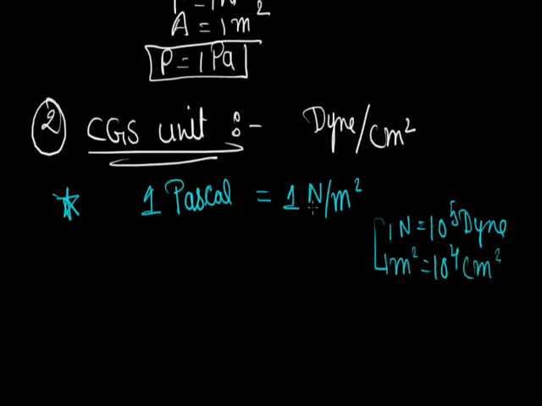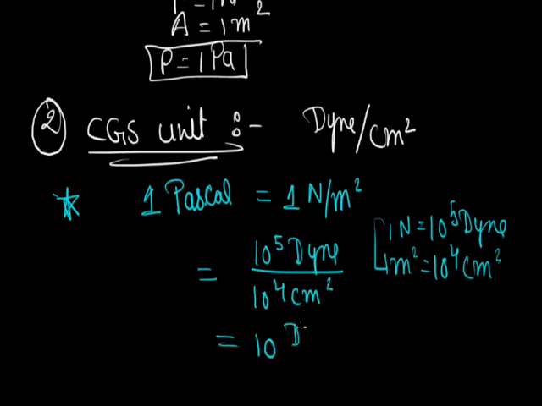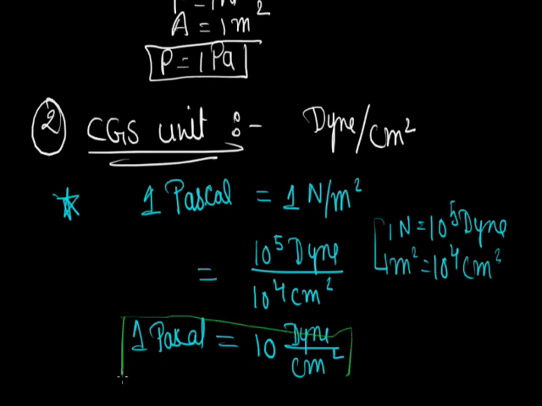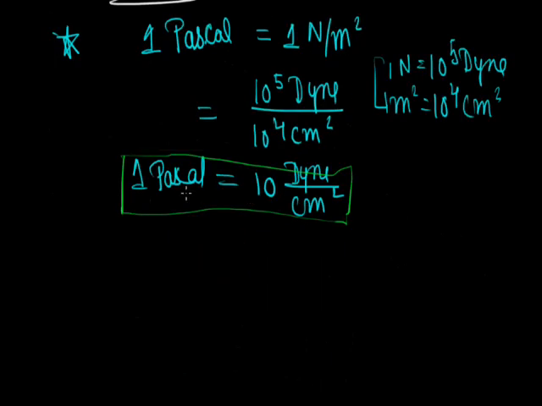So for converting Newton per meter square into dyne per centimeter square, first 1 Newton equals 10 raised to power 5 dyne, upon 1 meter square equals 10 raised to power 4 centimeter square. So it is 10 dyne per centimeter square. So here we can note that 1 Pascal equals 10 dyne per centimeter square. This is the relation between SI and CGS units of pressure. Means for converting SI to CGS, we have to multiply by 10, and for converting CGS to SI, we have to divide by 10.